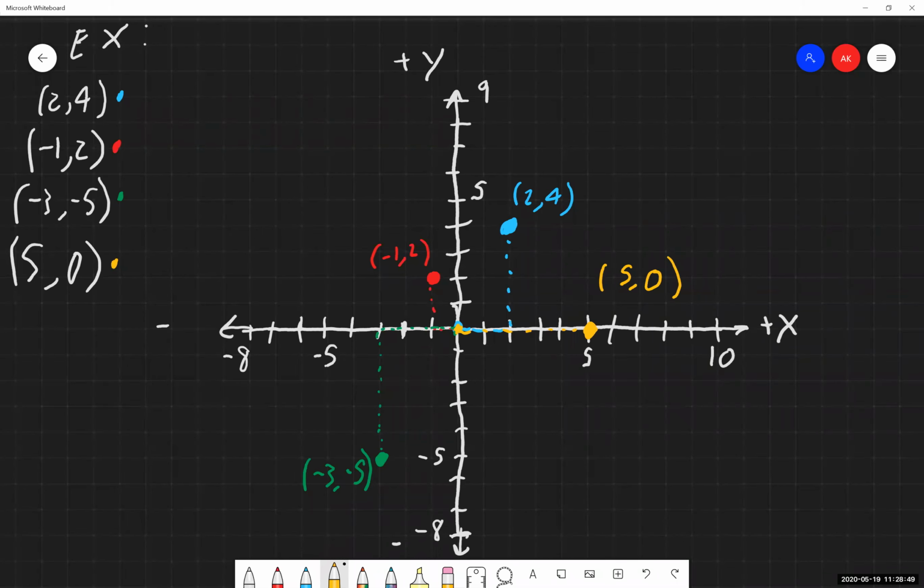So we've just plotted all 4 of these points. As you're reading these ordered pairs, you're going left to right. What does the x value tell me? That tells me how much I'm moving in the positive or negative direction along the x-axis. Then you look to the y value. That tells you how much you're moving in the positive or negative direction along the y-axis. Once you've followed both of those, that tells you your end point. Plot the point there, and you're done.